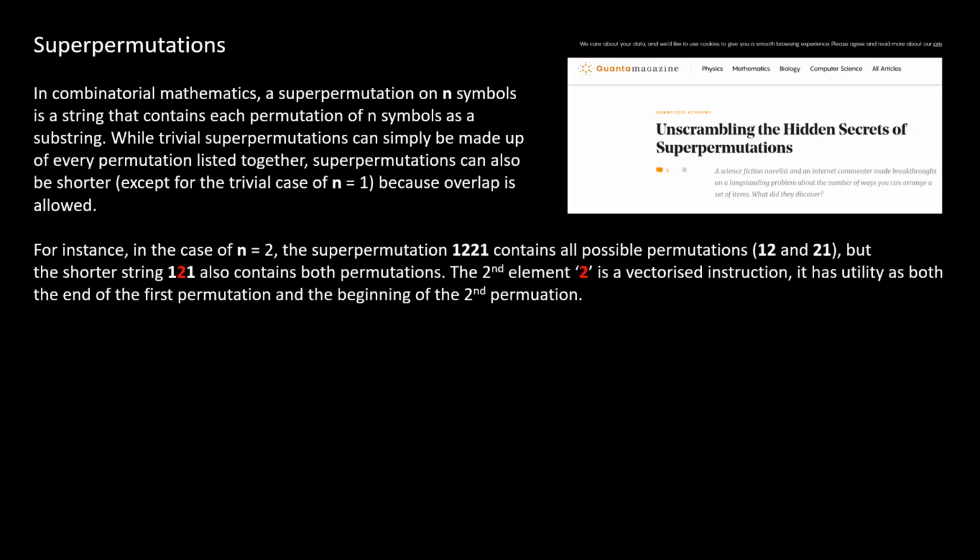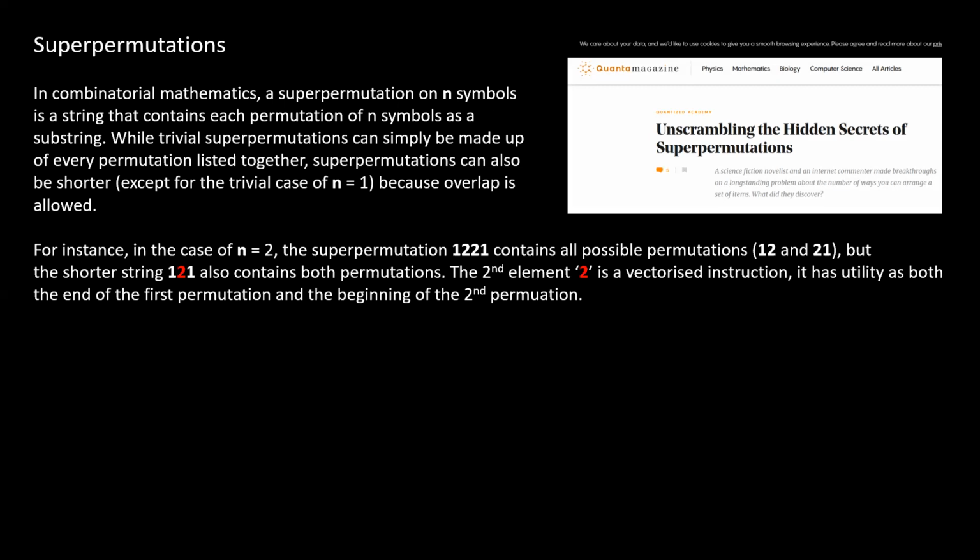So in combinatorial mathematics, a super permutation is where you have n symbols in a string, and the string contains each permutation of those n symbols as a substring. So what this means is that a trivial super permutation, if n equals 2, is 1, 2, 2, 1, because the string 1, 2, 2, 1 contains all the permutations of 1 and 2, and the two permutations are 1, 2, and 2, 1, right? But that's called a trivial super permutation, because there's a more interesting one, which is the string 1, 2, 1, because that also contains both permutations.